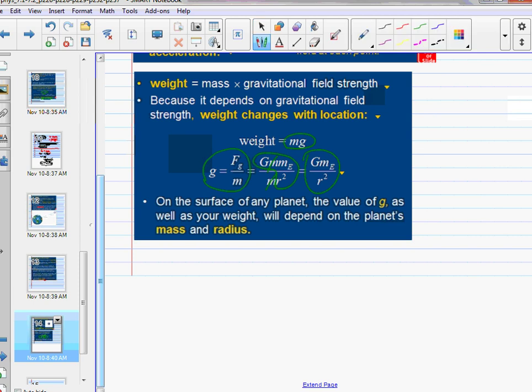So this equation will tell me the gravitational field strength, or the acceleration due to gravity, on any planet or object. Universal gravitational constant times the mass of that object, or mass of that planet. If it's Earth, we put Earth there, divided by the radius of that object, in this case Earth, squared. On the surface of any planet, the value of g as well as your weight will depend on the planet's mass and radius. Look in your book to page 236 for a moment.